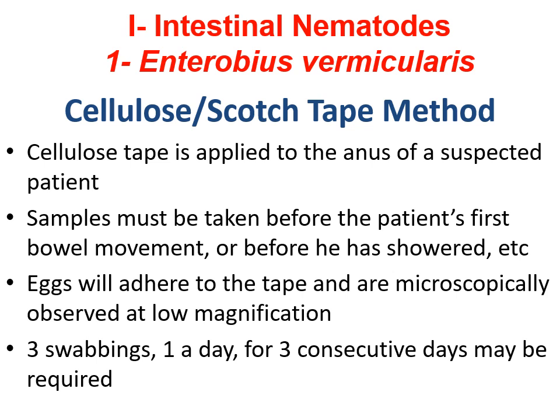So, in order to diagnose these kids, we have to use the cellulose scotch tape method, which is applied to the anus of the suspected patient. These samples should be taken first thing in the morning and before having a shower. The eggs will adhere to the tape, and this is where we can label them and look at them under the microscope. We might need to do more than one swabbing. We might need to do that for 3 consecutive days in order to confirm the infection.